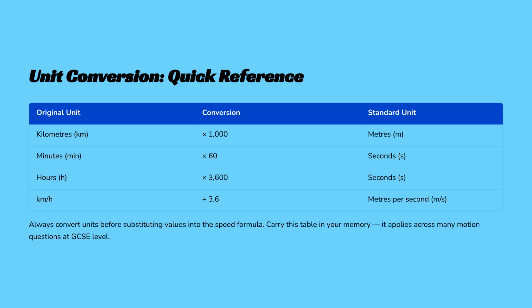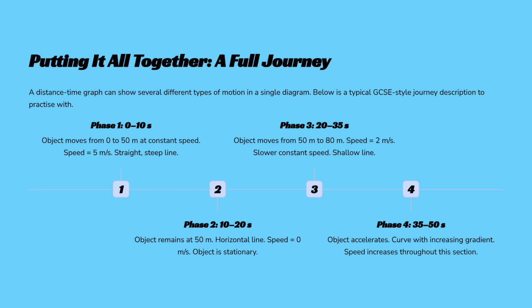Multiplying or dividing by factors like 1,000, 60, or 3.6 will help you keep your units consistent for your final answer. This slide breaks down a full, multi-phase journey. By analyzing each phase, you can see how an object accelerates, maintains speed, stops, or even slows down.